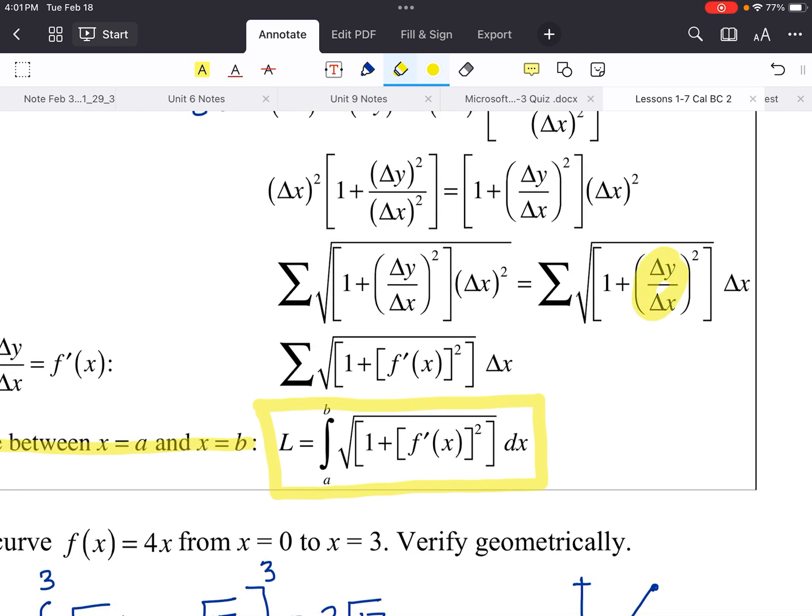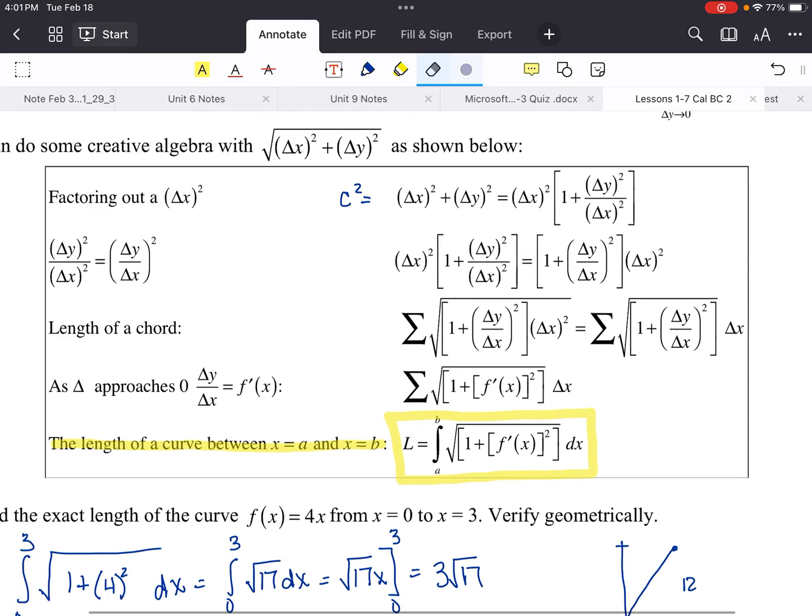So changing y over changing x, like rise over run. Oh, that's really just slope. So that's really just the slope squared, but wait, we're in calculus, not algebra. So slope is really the derivative. So hopefully that made this a little bit easier to follow from one end to the other.